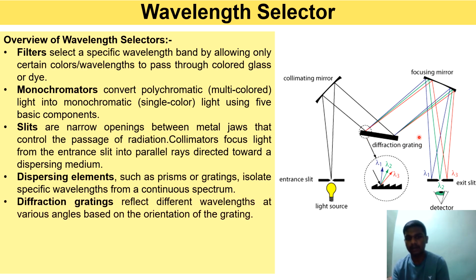Diffraction grating reflects the wavelengths at various angles based on the orientation of the grating. As we see here, there are various wavelengths being diffracted.